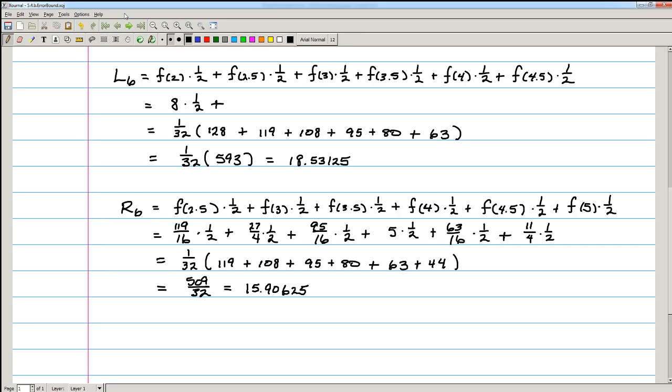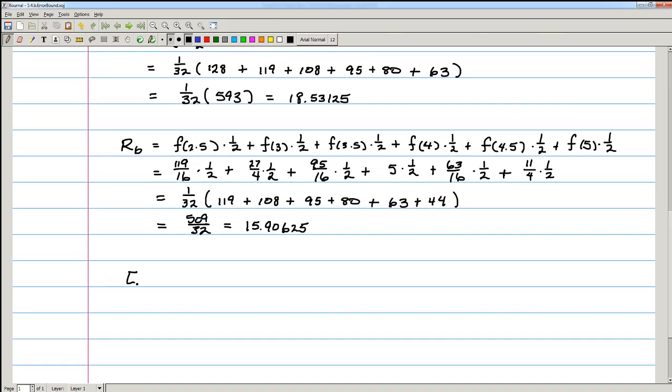We converted them all to 30 seconds so that we could add them up, and we got 509/30 seconds, or 15.90625. And last in this set, we want to calculate the error bound. We'll calculate the error bound using our theorem.